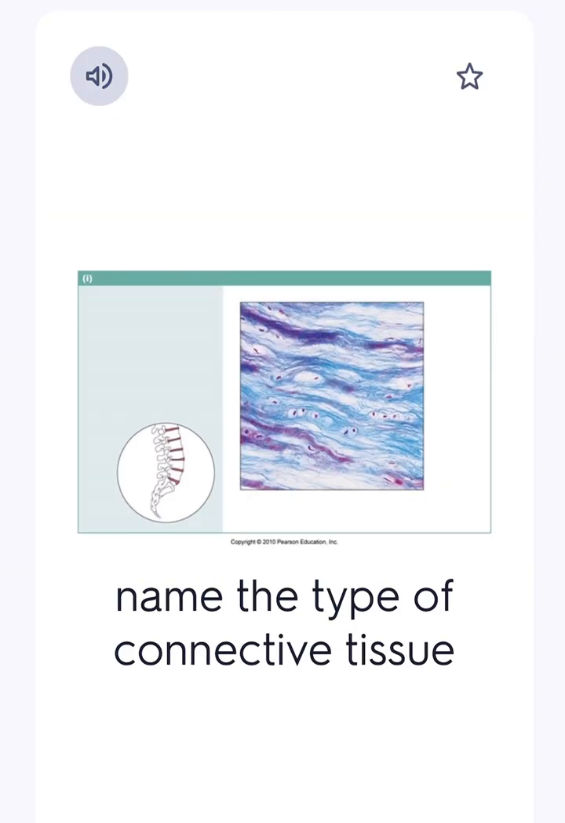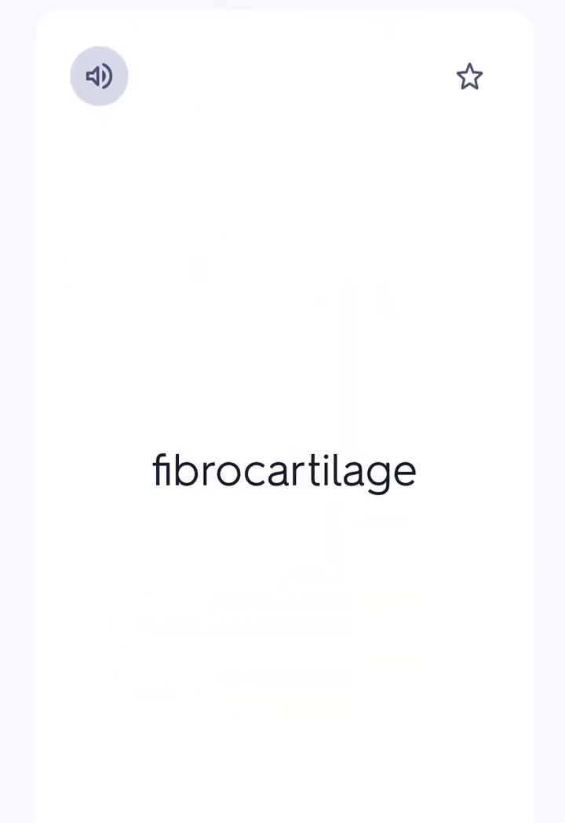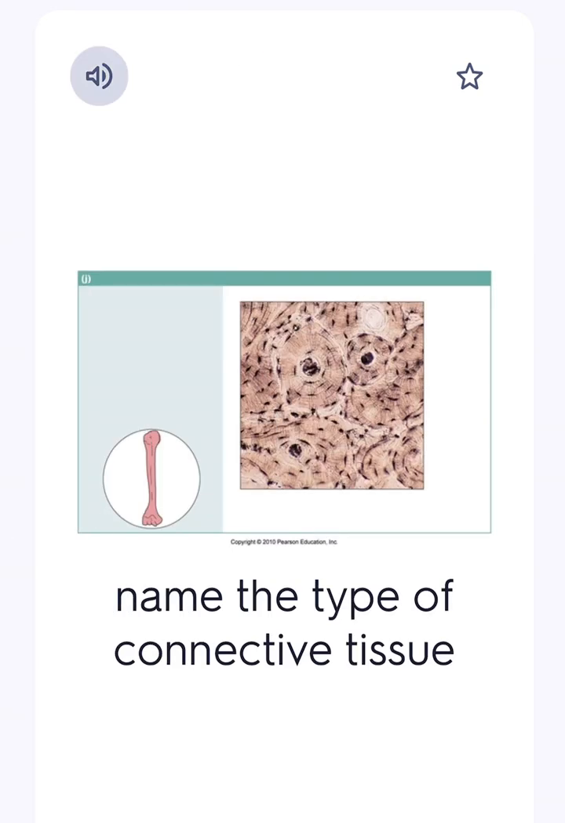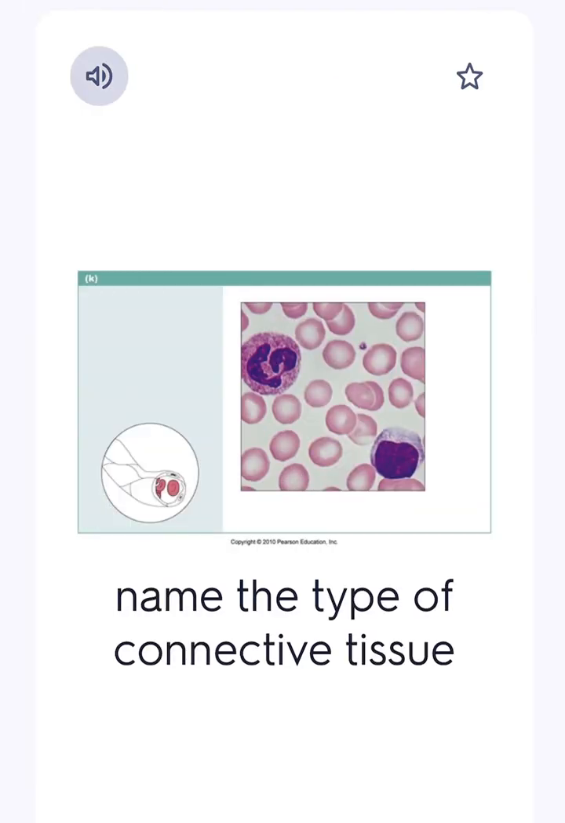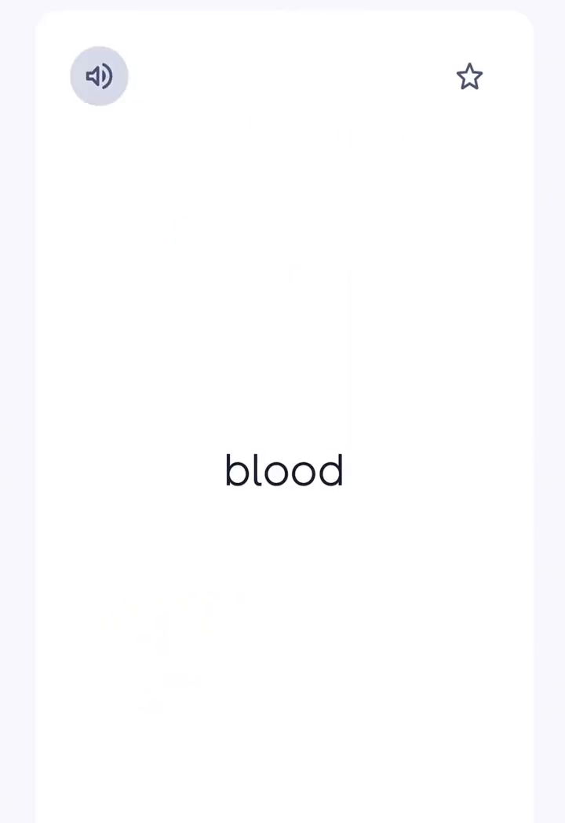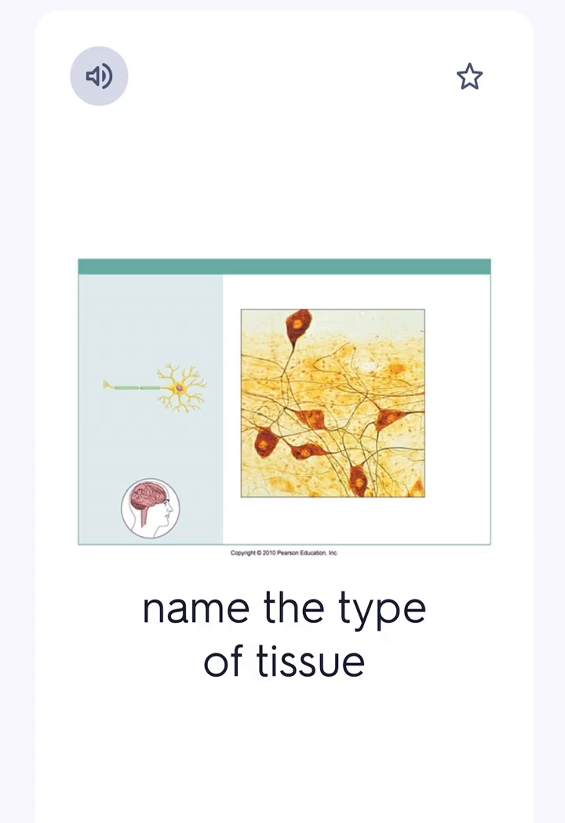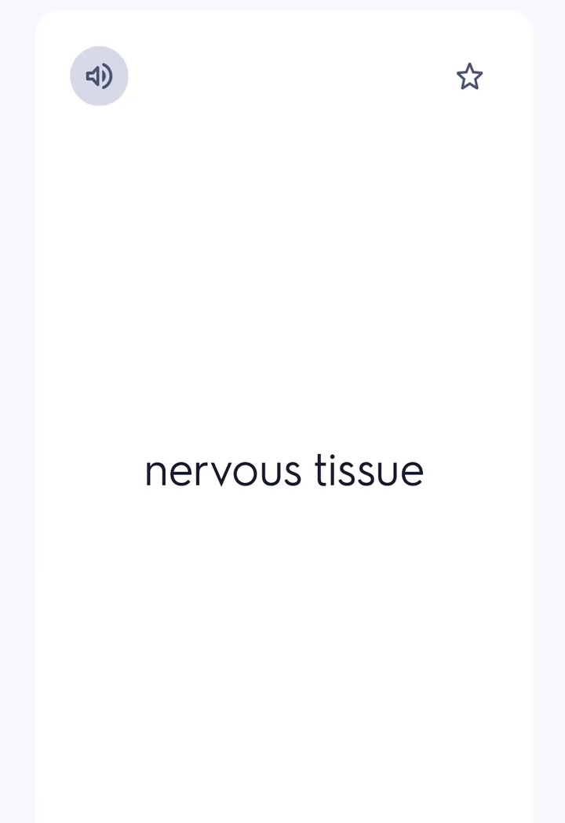Name the type of connective tissue. Fibrocartilage. Name the type of connective tissue. Osseous tissue, bone. Name the type of connective tissue. Blood. Name the type of tissue. Nervous tissue.